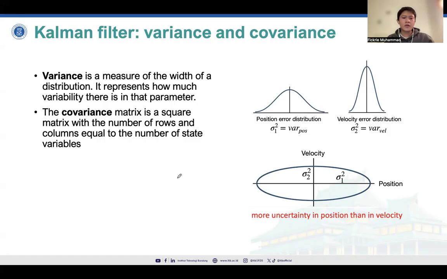Right? And from that, we can form the covariance matrix, which holds the correlations between the variances. For example, the correlation between one position and another position, and positions with the velocity. It is basically a square matrix with the number of rows and columns equal to the number of state variables, and the variables here are position and velocity. If we add another variable, like orientation, we will have three variables, right?